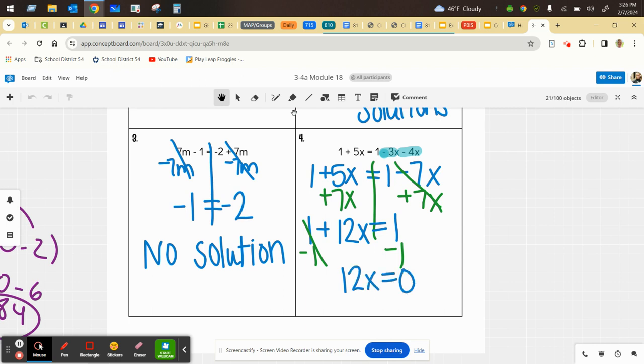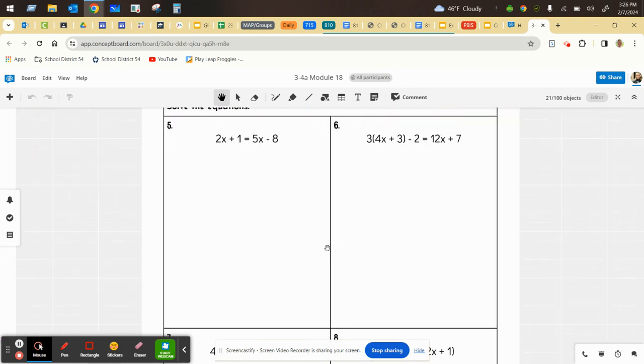A lot of people get to this point and they see a 0 and they think no solution. No, I still have my variable. So we're going to keep going. If I divide by 12, 0 divided by any number is always 0. So x equals 0. That's the solution. There is one solution to this, and that's x equals 0. All right, let's flip it over. We got a few more to solve.